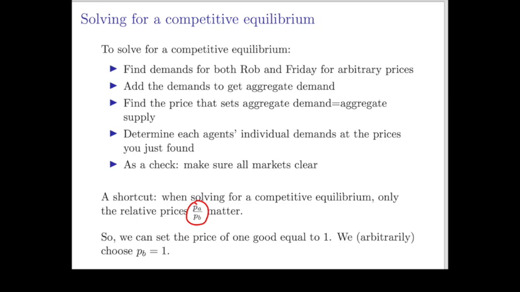So what you can do is just fix one of the prices to be 1, and then vary the price of the other good. So if we fix the price of bananas to be 1, and then vary the price of apples, then what you're doing is varying the relative price of apples to bananas. Okay, so this is a shortcut that we can take so that we just have one variable that we need to solve for.